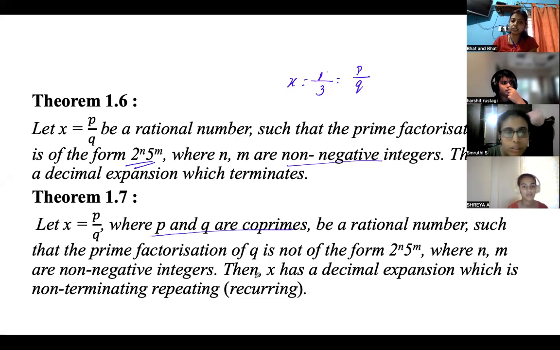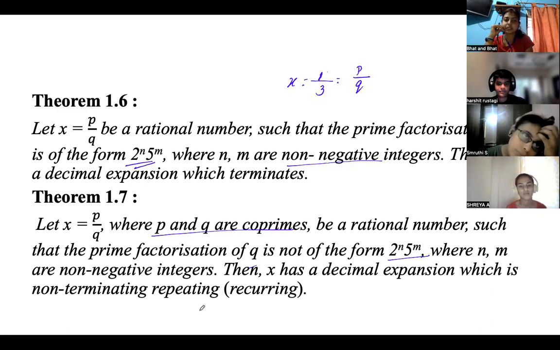Then the prime factorization of q should be in the form of 2 raised to n, 5 raised to m. Now, is this in the form of 2 raised to n and 5 raised to m? q is not in the form of 2 to the n. So 1 by 3 is not a terminating decimal.